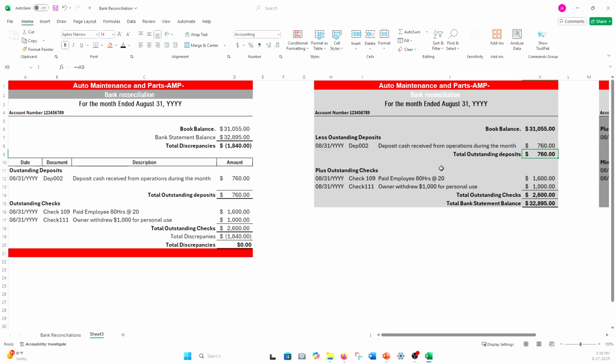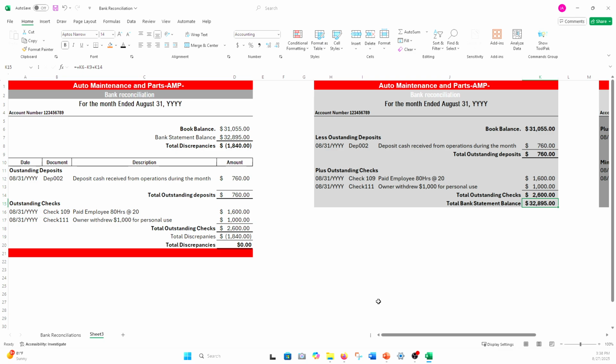Since I have already credited my general ledger, my books, with the checks, but the bank hasn't reduced that from my account, I had to add that money back into the account. So I added the 2,600 and I get the bank statement balance. That's another way to present this one.